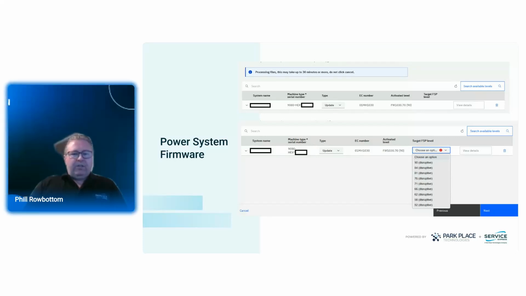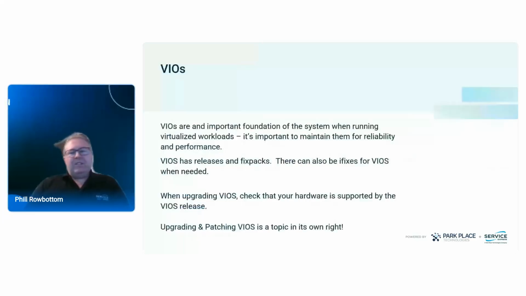The other thing we need to do to maintain is VIO servers. So this, I've just got a couple of slides because this is a topic in its own right. They're a very important foundation of the system when you're running virtualized workloads, and you should maintain them for reliability and performance. So you have releases and fix packs, and there can also be iFixes for VIOS when needed. And one thing to certainly do is when you're upgrading your VIOS, check that the hardware is supported by the VIO release level. And yeah, topic in its own right.